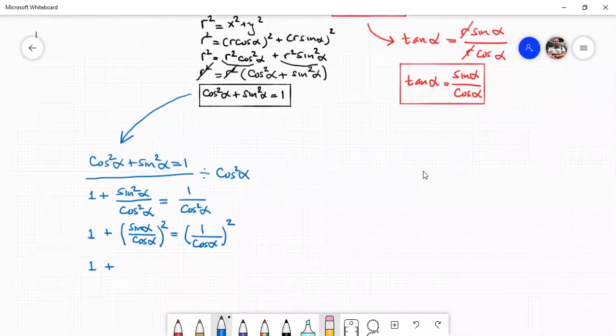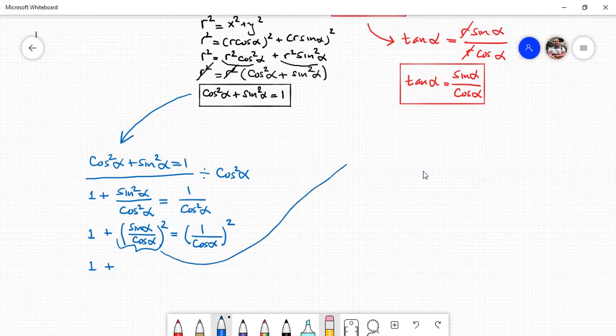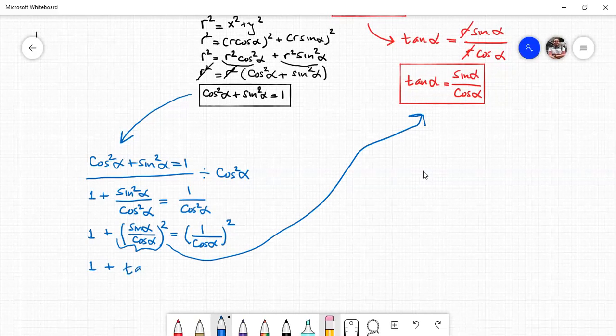Sine alpha, look at this, sine alpha, this one, okay, and then refer to the sine alpha out of cosine alpha. Sine alpha out of cosine alpha is equal to tangent alpha. Very good. So this can be written as tangent square alpha.